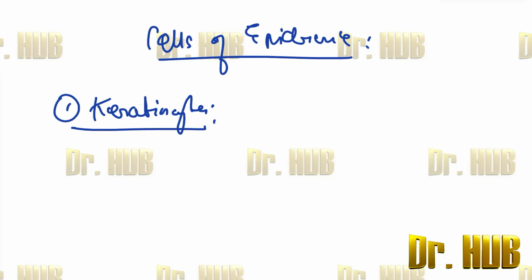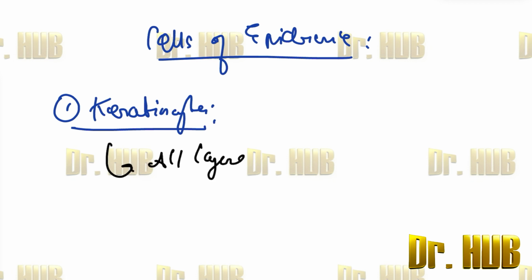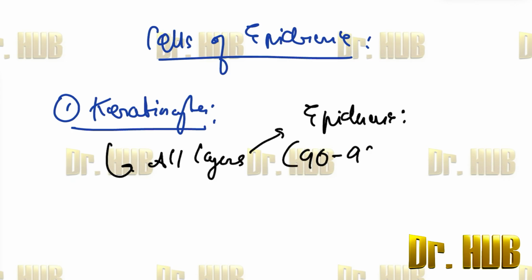Let's understand the cells of the epidermis. The first cell we're discussing is the keratinocytes. Let's look at the origin and the function. It is present in all layers of the epidermis, and it accounts for about 90 to 95% of all epidermal cells.